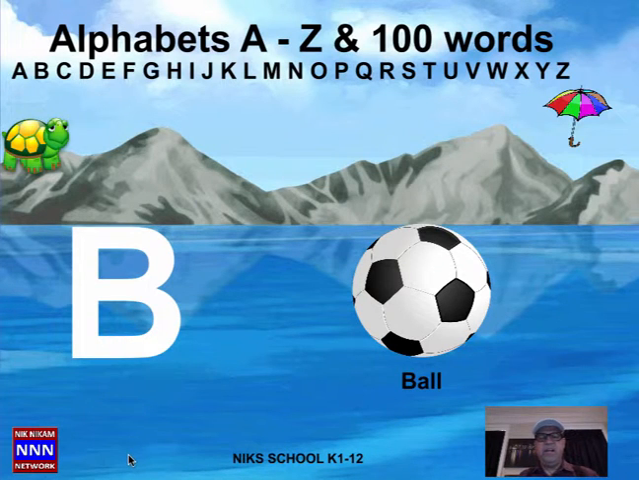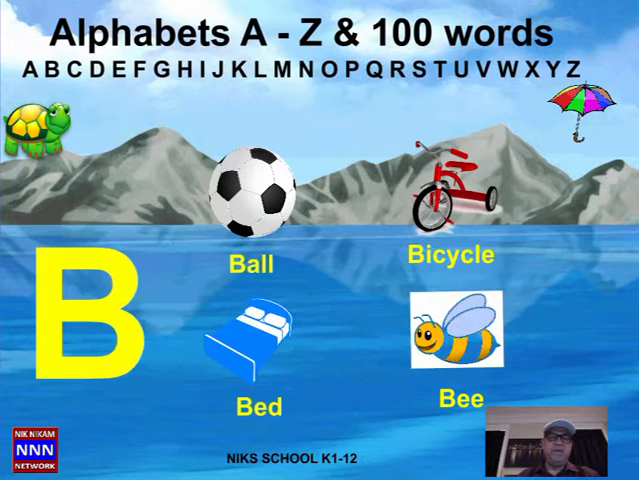This is letter B. This is B like in ball. B is pronounced as ba, ball. So, letter B is the second letter in the alphabet, and letter B is used for words like ball. Let's look at some more examples of letter B. Here we have letter B, which is pronounced as ba.